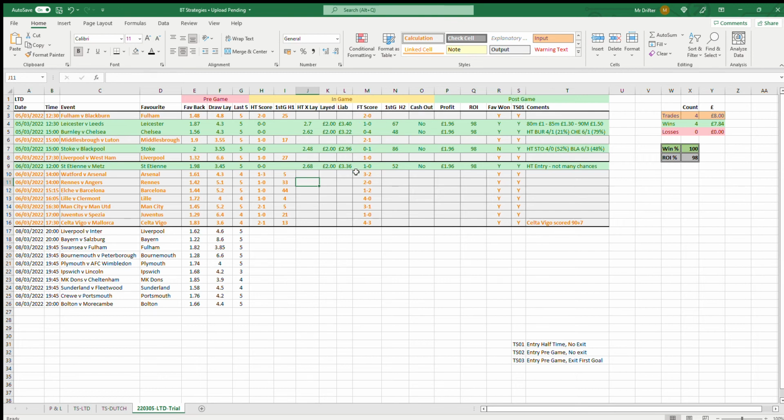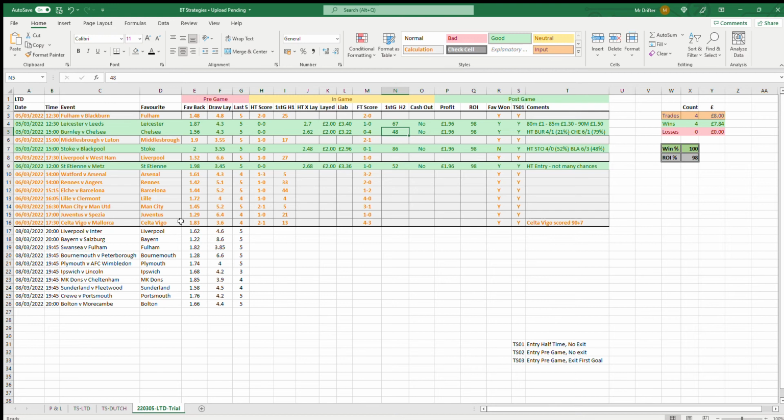So you could again say, well, that might just be luck. Leicester Leeds, their first goal went in after 67 minutes. Like I've already mentioned, Stoke Blackpool scored after 86 minutes. And then St Etienne Metz scored after 52 minutes, so it was quite early. I mean, Chelsea went on to win that game 4-0 after scoring in the 48th minute. If they'd scored in the first half, obviously I wouldn't have got that bet on.